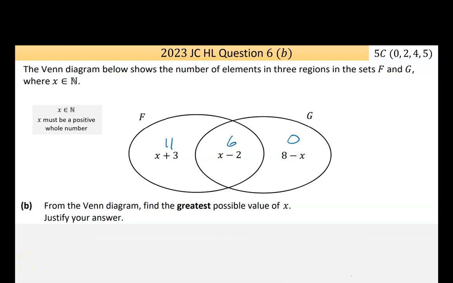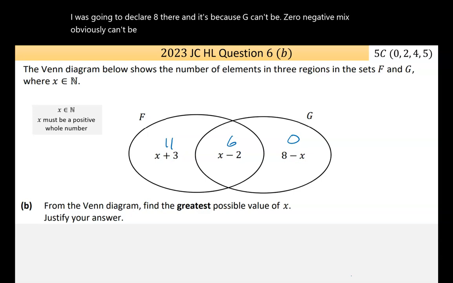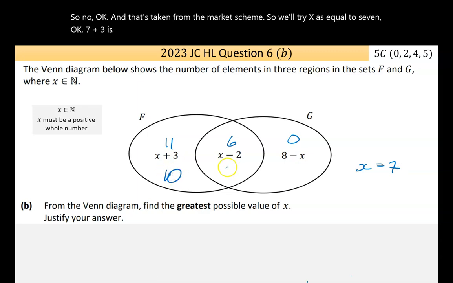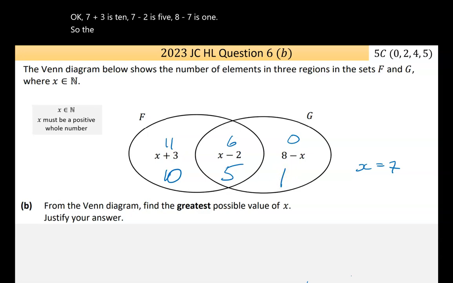I was going to declare 8 there. And it's because G can't be 0. It obviously can't be negative, but could it be 0? No, and that's taken from the marking scheme. So we'll try x is equal to 7. 7 plus 3 is 10. 7 minus 2 is 5. 8 minus 7 is 1. So the greatest possible value of x is 7.